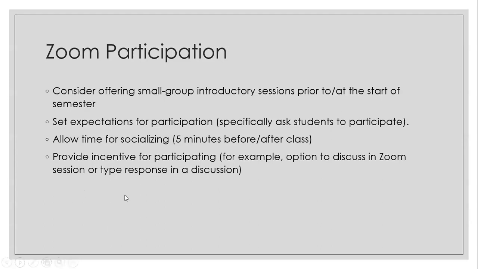And then another idea would be to provide incentive for participating. So if you're having Zoom meetings and students aren't necessarily getting on there to participate, you could give them the option and say, hey, you can do the Zoom meeting, or I'm going to instead put this prompt in the discussion, and you have your choice, so you could type a response to something. Not to be punitive, but as an option for someone, it might encourage some of them to be more likely to join your Zoom meetings.